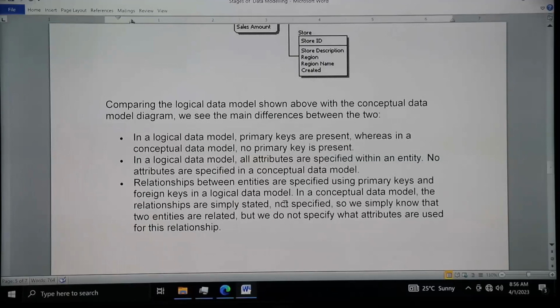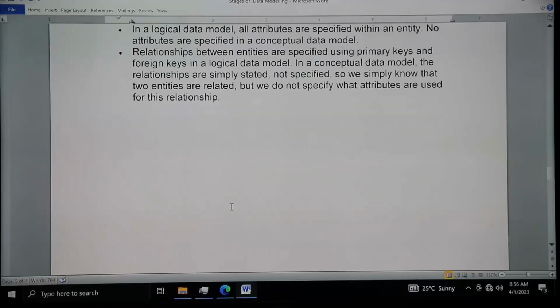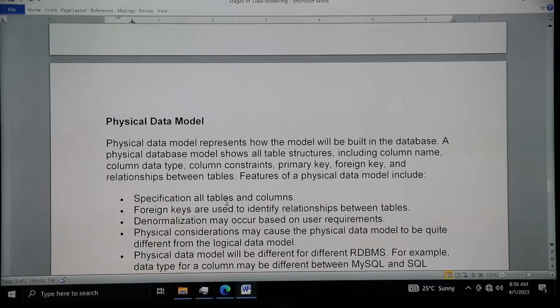So then we'll proceed and check on the next database model, that is the physical data model. That is the last stage of creating a data model.